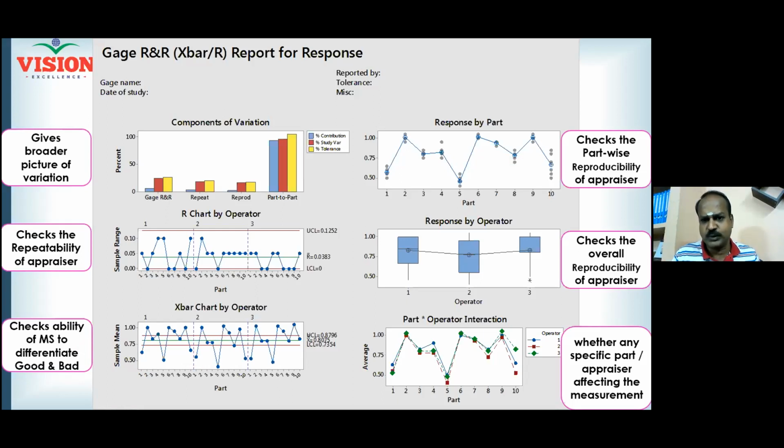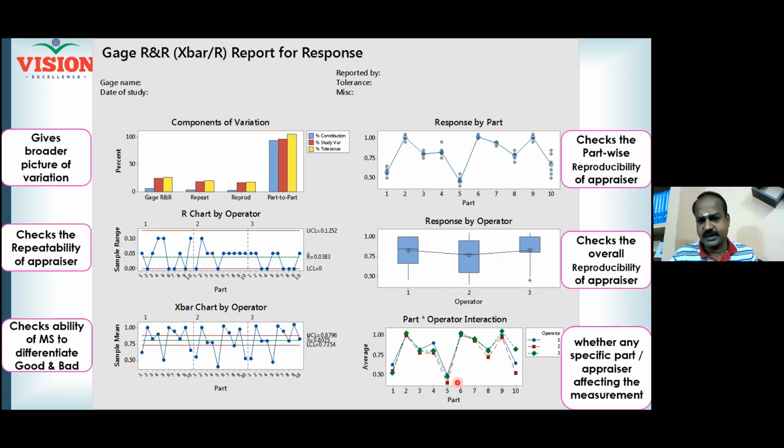And then the dot plot will check the part-wise reproducibility. For part number 1, are all of you measuring the same way? Are you measuring the correct way? Accuracy will answer that. But are you measuring the same way? The gauge R&R will answer that. And here the box plot. The box plot checks the overall reproducibility. Because there are 10 parts, part-wise reproducibility is checked here. But how many operators? There are 3 operators. Operator-wise reproducibility is checked here.